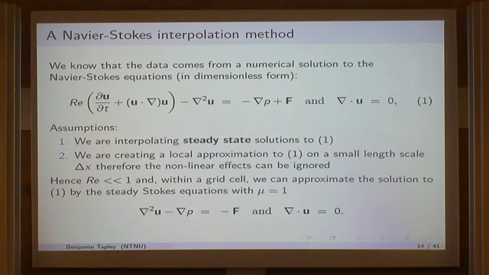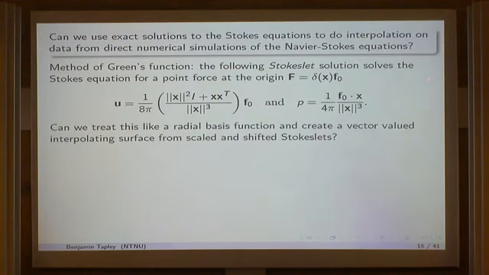At very small length scales, the fluid can be approximated by a creeping Stokes flow. This is done all the time. So now we're going to look at using exact solutions to this equation to do interpolation on Navier-Stokes data. So this is the question we're going to address now. One way to solve the Stokes equation is the method of Green's function. So if our forcing term is just a point force at the origin, then this is the solution to the Stokes equation.